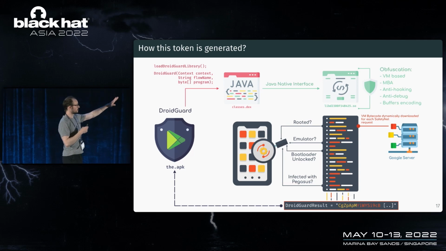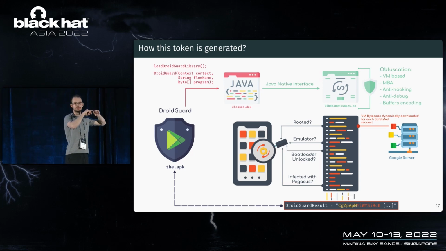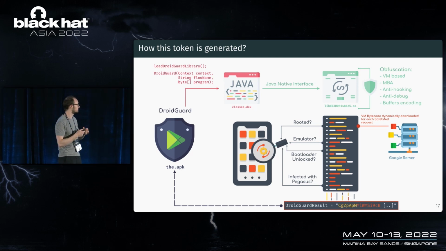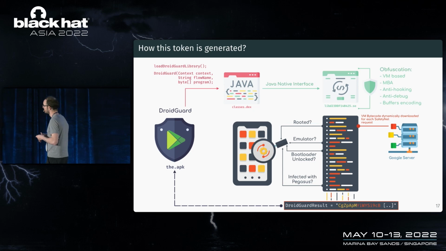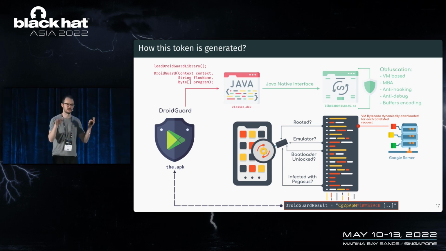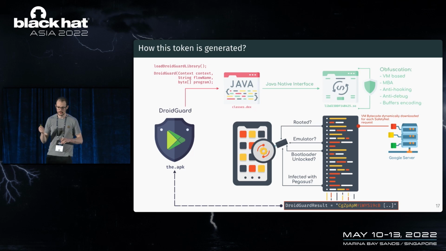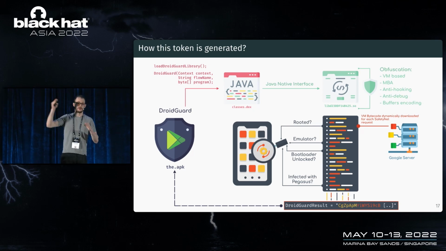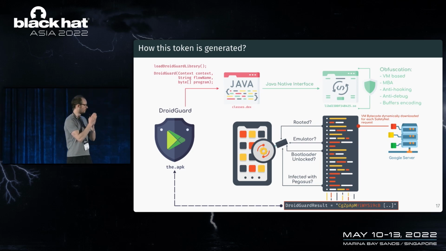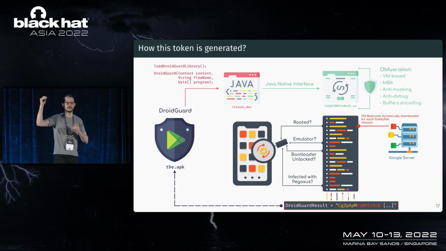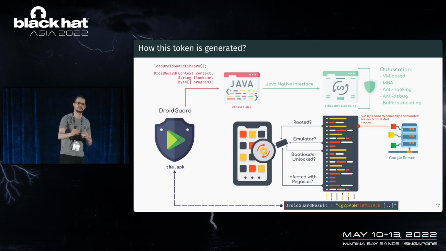DroidGuard starts with a Java layer that is just used to bridge with a native layer that is located in the native library. This native library is obfuscated with MBA, with anti-debug, anti-hooking. All the buffers are encoded. I mean, you have different kinds of layers of obfuscation. DroidGuard also downloads the bytecode for each attestation, which means that each time the developer asks for an attestation, DroidGuard will download a dedicated bytecode for this attestation.